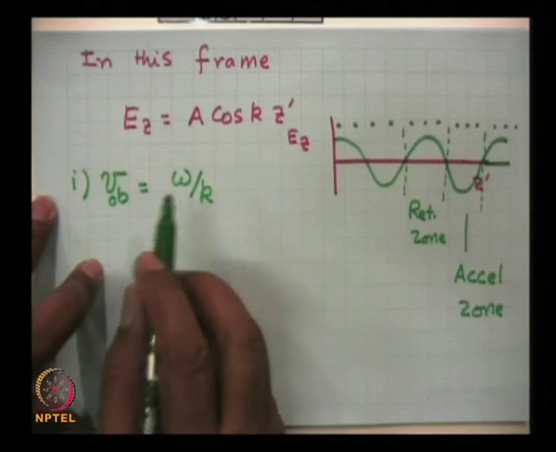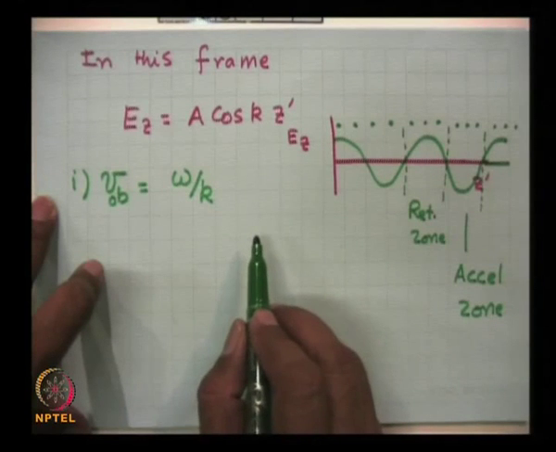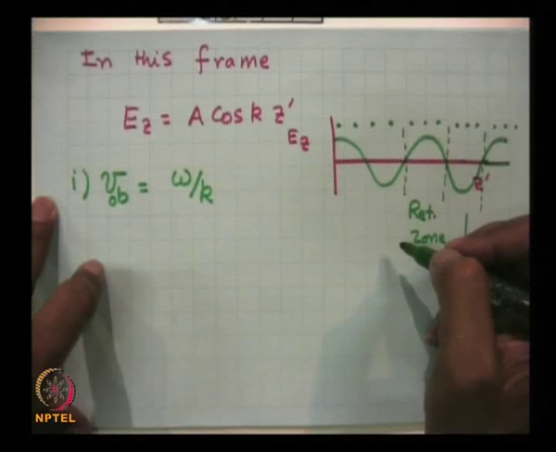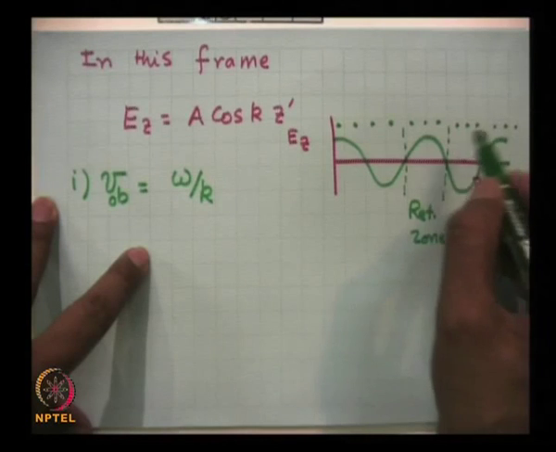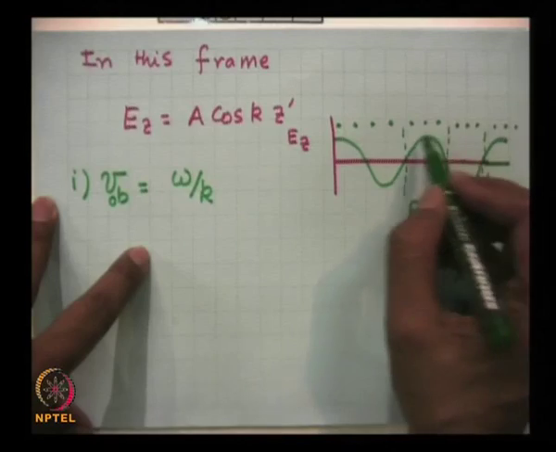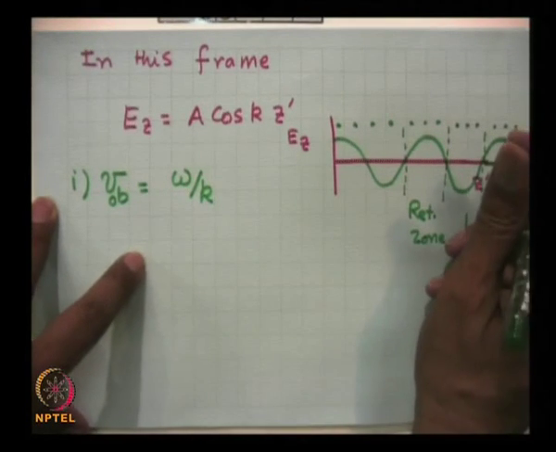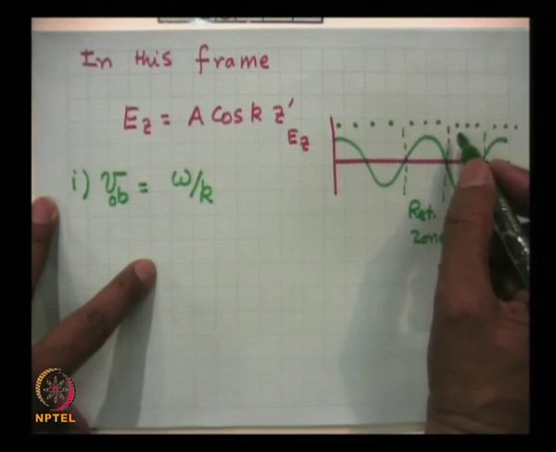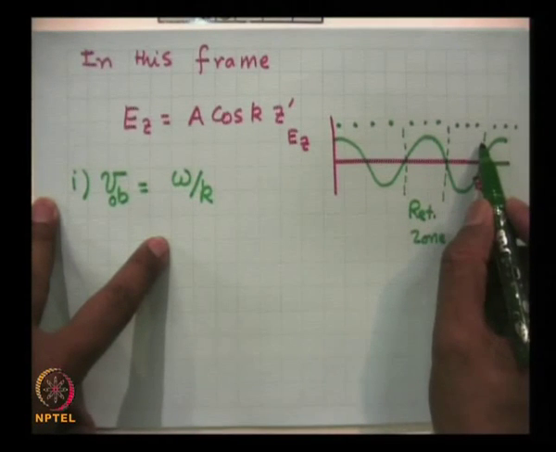What happens in this case? In the moving frame, the electrons will look stationary. In this region the electric field is positive and in this region the electric field is negative. So, what happens? Electrons here would like to move in the backward direction and here the electrons would like to move in the forward direction. So, this is the boundary. The electrons here are experiencing a forward force.